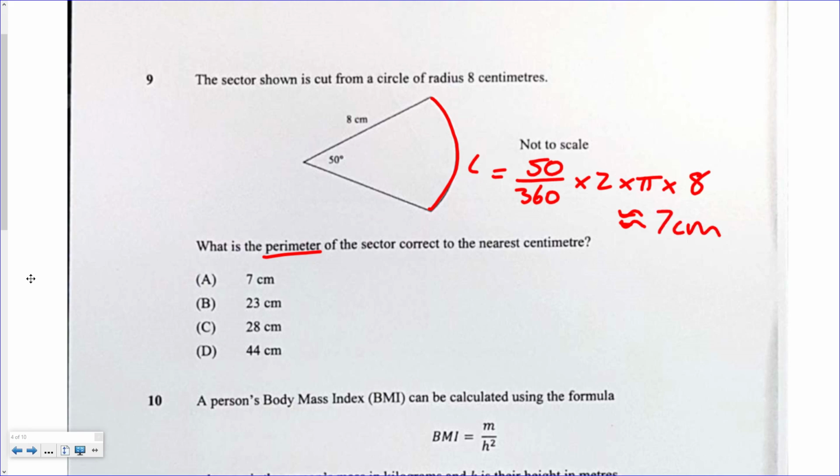Alright, so if you just did that and immediately said, oh yeah, the answer is 7, there you go, it's A, you haven't read the question carefully. Again, it's so important that you read the question carefully. We want to find what the perimeter is. So now that we know that this is 7, we're just going to do that 8 plus that 8 plus 7. So 8 plus 8 plus 7 equals 23. Okay, so you need to add up all the sides because we're finding the perimeter.